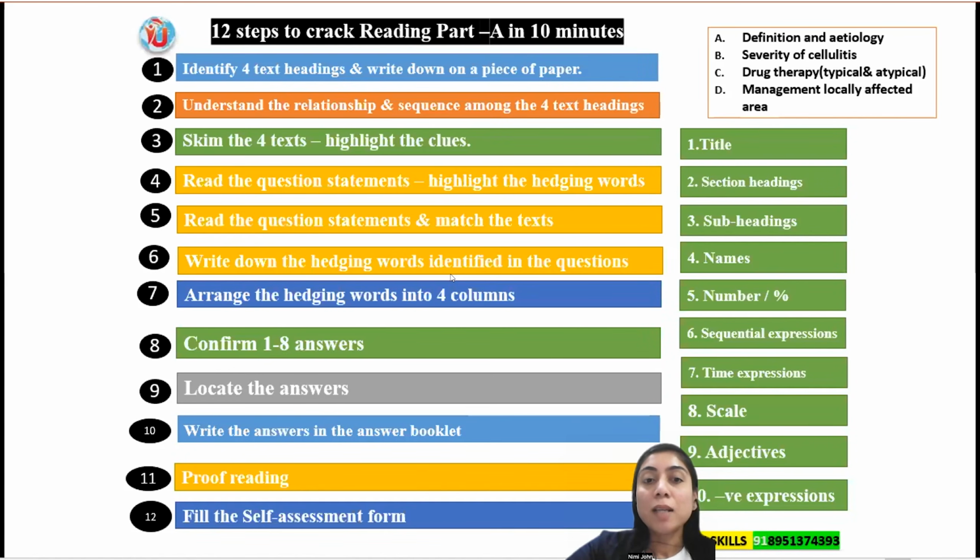Proofreading and fill the self-assessment form. This you can find from our Edu Skills platform. So you are doing practice each day. Fill the self-assessment form. For example, as we know, there are 15 minutes for the reading part A. So while you are doing it, if you finish only 15 questions within 15 minutes, so that will be your answer. So how many did you get correct?